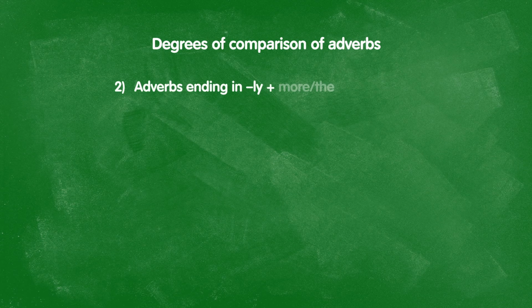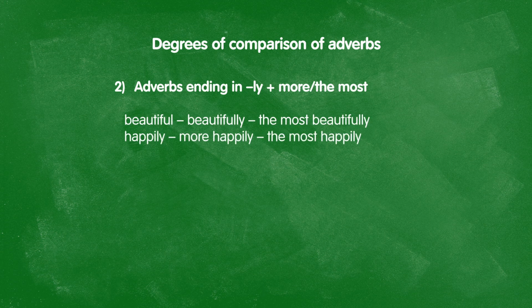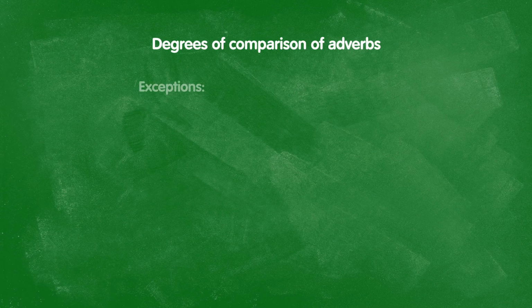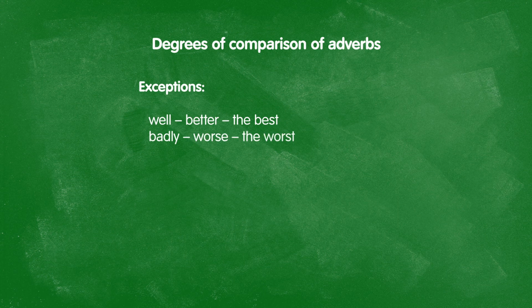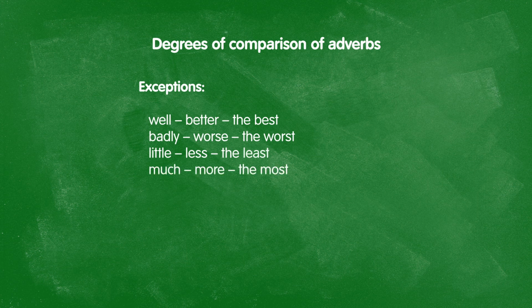For adverbs ending in -ly, we simply add "more" or "the most." For example, beautifully turns into more beautifully or the most beautifully. And finally, be careful with the exceptions here. Well becomes better and the best. Badly or poorly becomes worse and the worst. Little becomes less and the least. And finally, much becomes more and the most.